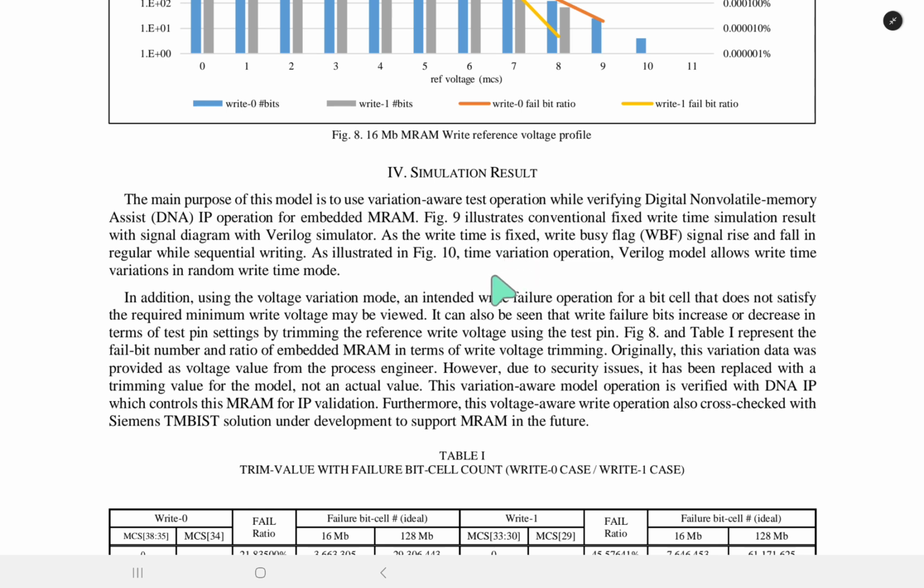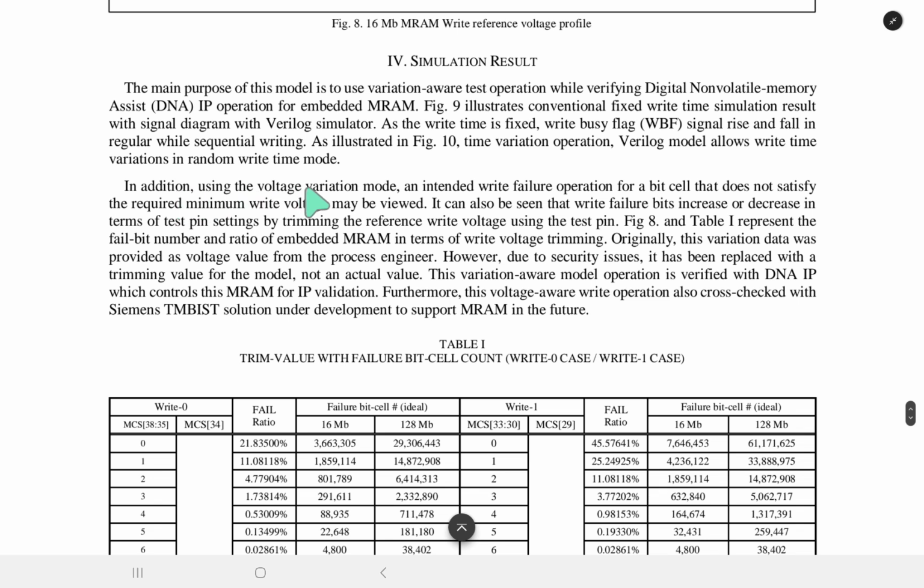Time variance operation: the Verilog model allows write time variation in random time mode. In addition, using the voltage variation mode, unintended write failure operation for a bit cell that does not satisfy the required minimum write voltage may be built. It can also be seen that the write failures increase or decrease in terms of test pin settings by changing the reference write voltage using the test pin.